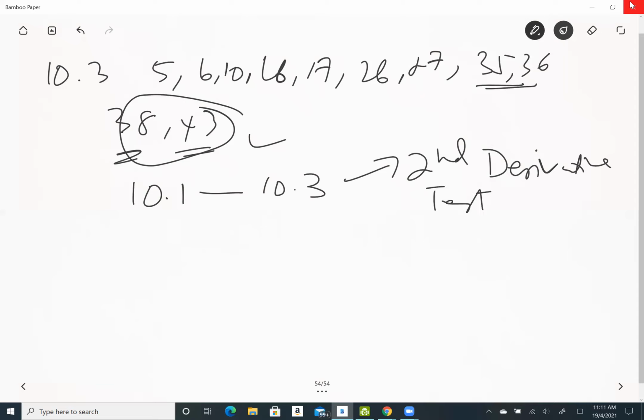And of course, chapter number 9, you have the first derivative test. First derivative test is a good concept, a good understanding of the concept of maximum and minimum. So once we understand the first derivative test, then to make sense of the second derivative test is more straightforward. All right? Okay.